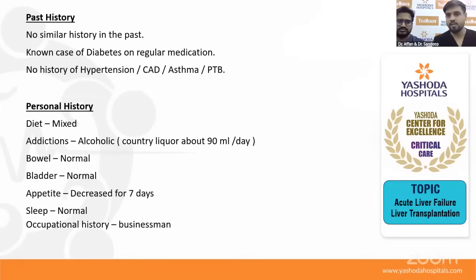In the past history, there were no similar episodes. There was no history of hypertension or CAD. Our patient was a known case of diabetes. Under the personal history, the patient's diet was mixed. The patient was an alcoholic, taking country liquor about 90 ml per day since the past few years. The bowel and bladder habits were normal, and the appetite was decreased since the past 7 days.